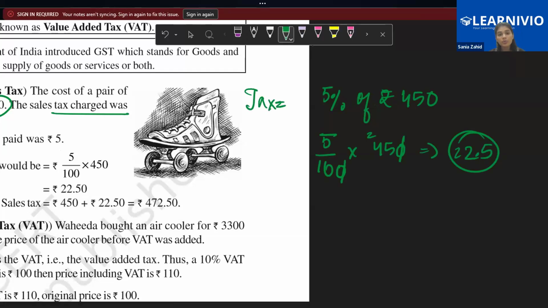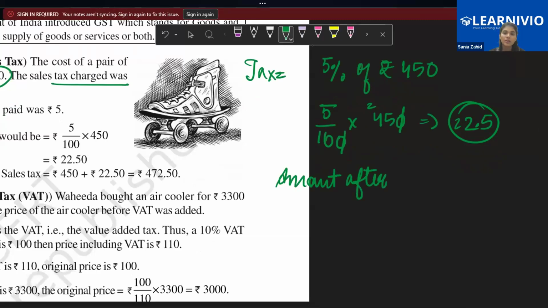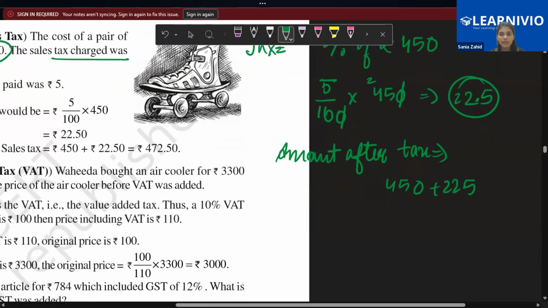So how much will you have to pay? You will have to pay something extra. So amount after tax is how much? 450 plus 22.5. Like that you will do, you will get 472.5. Got it, children?